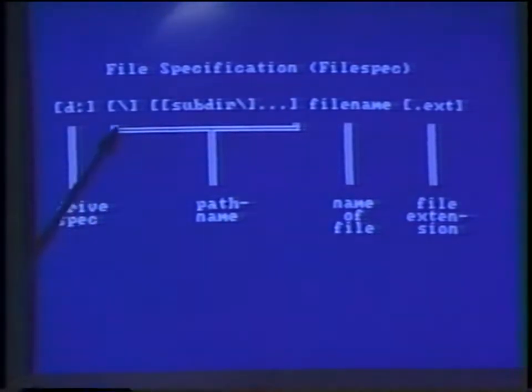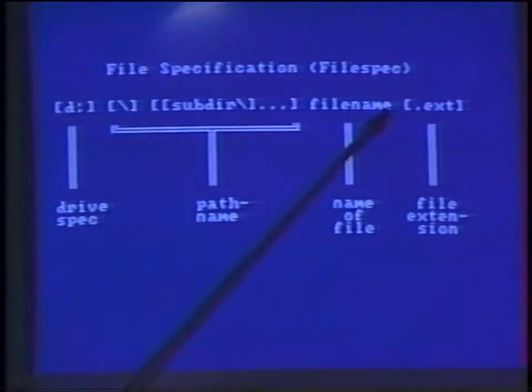Second, the name of the directory where the file is to be found. If this begins with a backslash, the computer will search the root directory for the specified subdirectory. If it does not begin with a backslash, the computer will search the current directory for the specified subdirectory name.